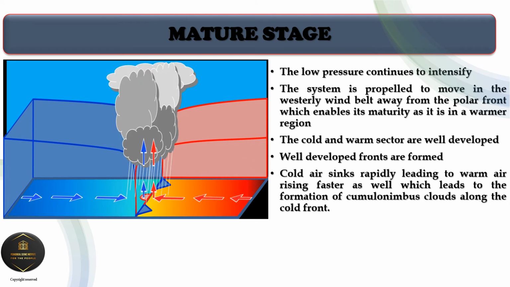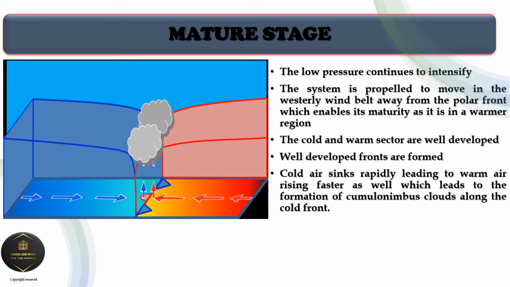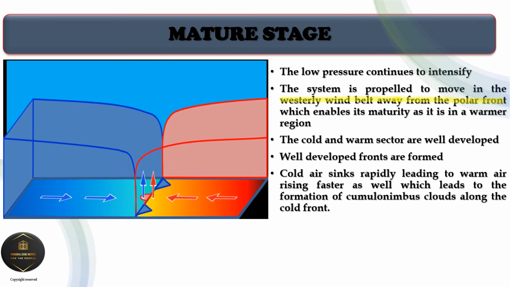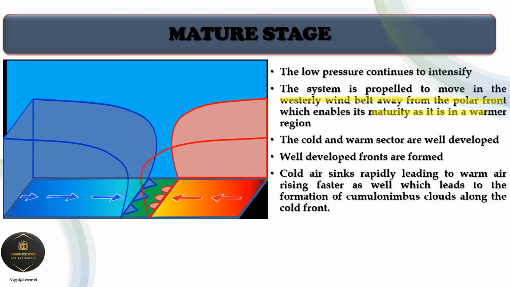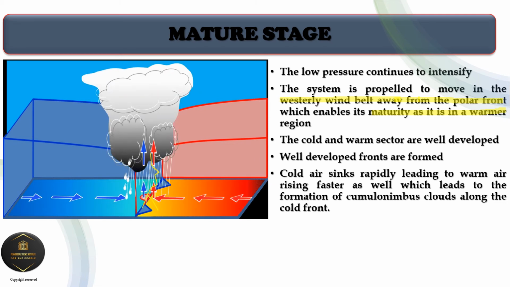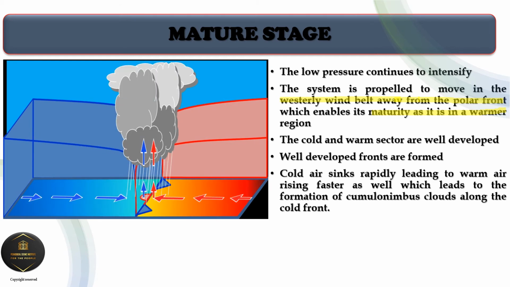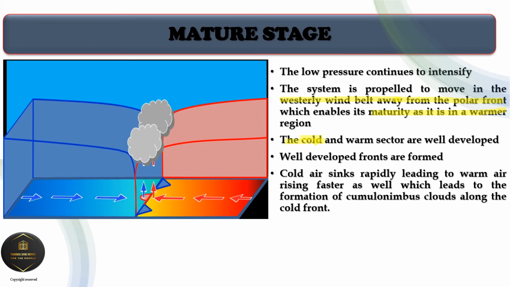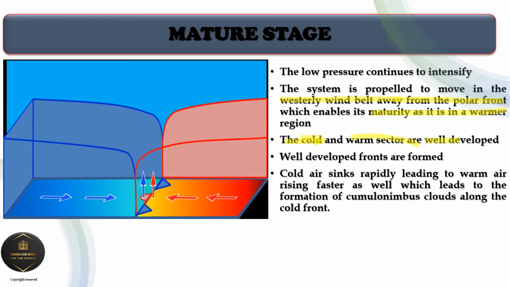So what will happen is that the system will be propelled to move in the westerly wind belt away from the polar front. Now as it moves, it becomes even more mature, because now it is in a warmer region. Are we fine with that? Now what will develop as a result is that our cold and warm sectors will distinctly develop, and they are now going to be well developed.